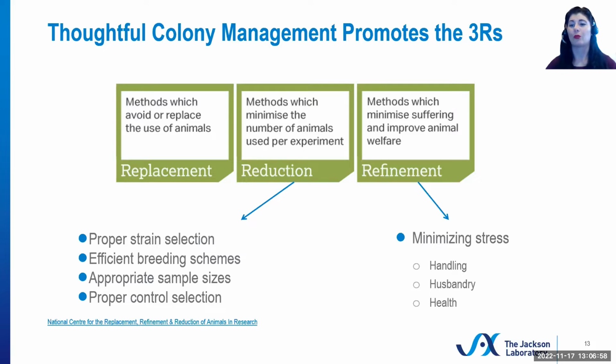Refinement includes using appropriate anesthetics and analgesics, as well as avoiding and minimizing stress by training animals to cooperate with procedures such as blood sampling, and by providing animals with appropriate housing that allows the expression of their species-specific behaviors, such as nesting mice.